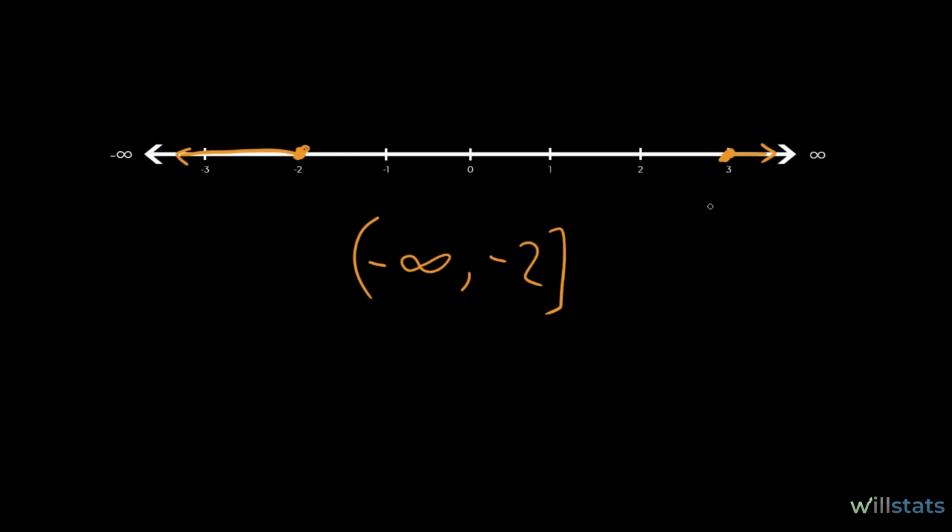And we want to say or, and in math, we use the symbol union to mean or, and we can write the second interval, bracket 3, comma, infinity, parenthesis.